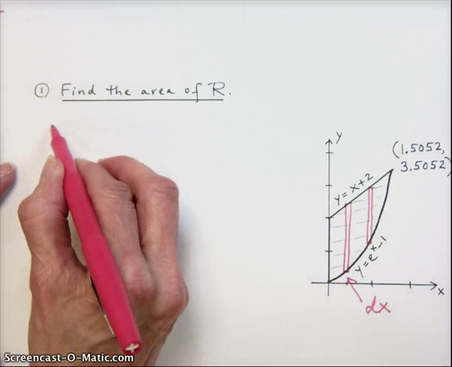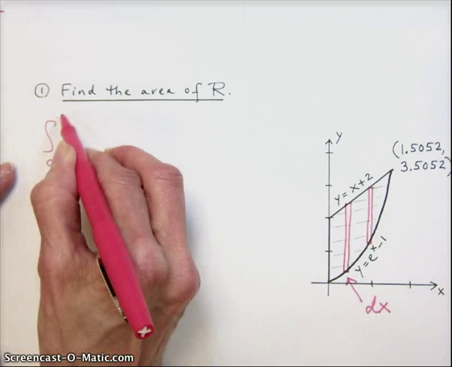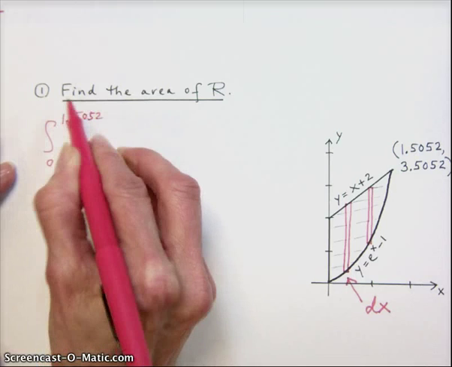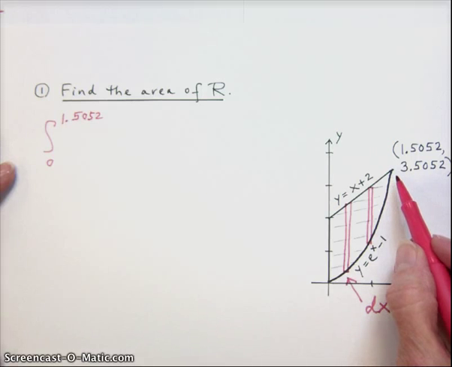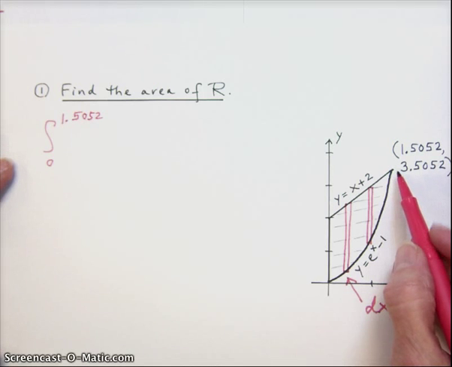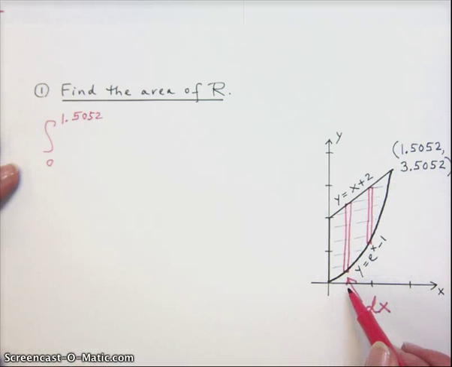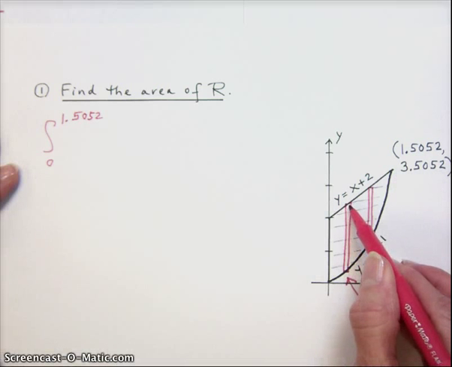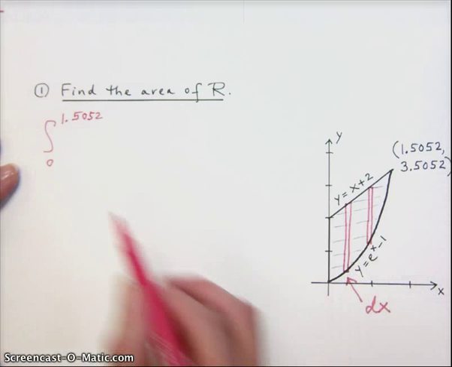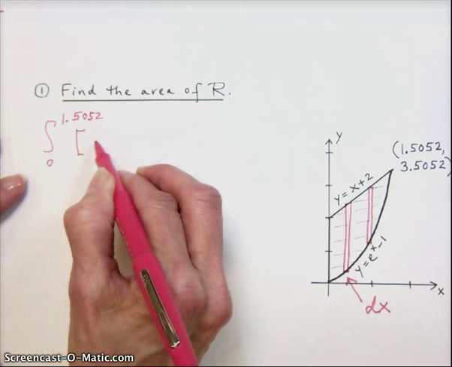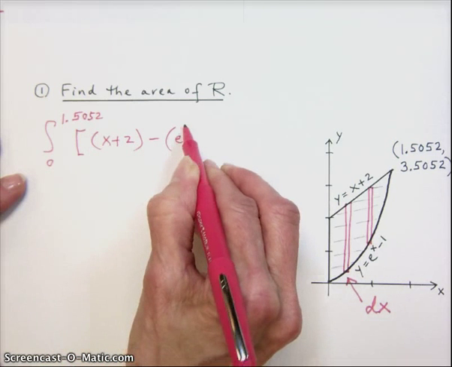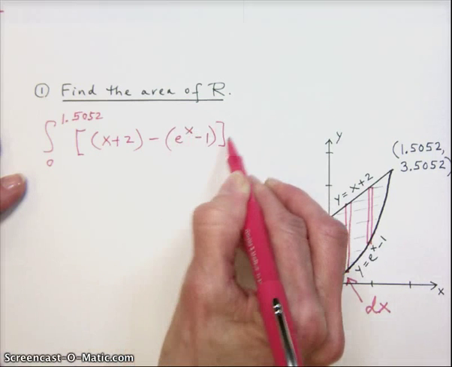So we start with the integral from 0 to 1.5052. And on your calculators, you'll want to do the intersection there of the curve and the line in order to get that x value. And again, we'll be taking the upper value, which is the line, the y value up to the line, minus the y value to the curve. So that formulation would be the quantity x plus 2 minus e to the x minus 1, dx.